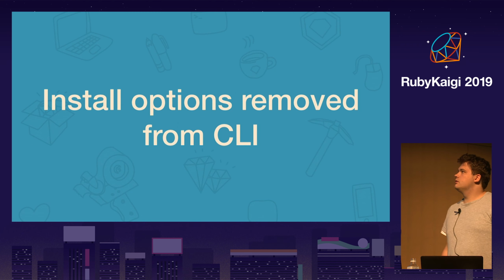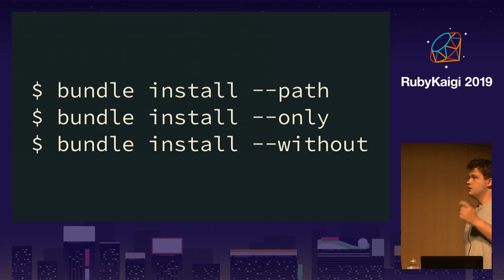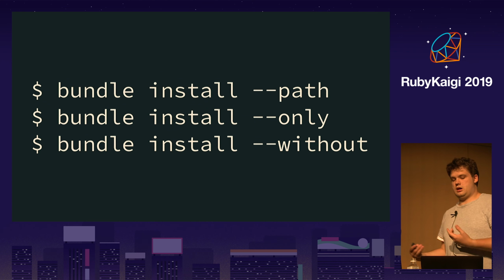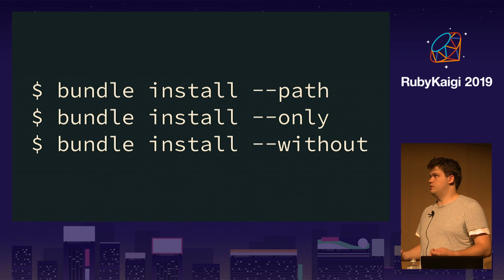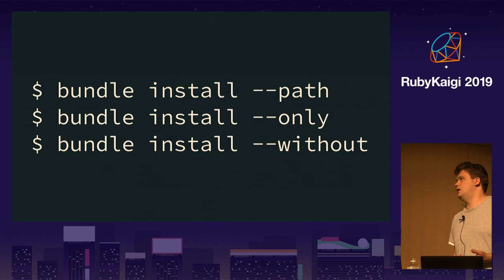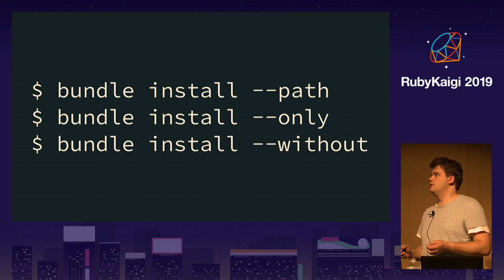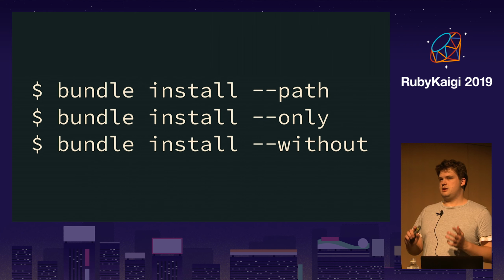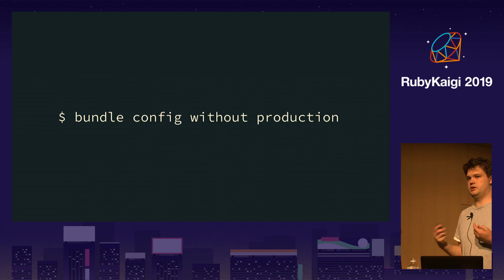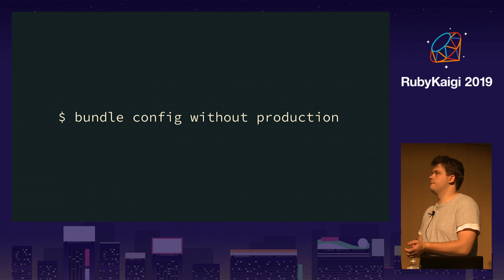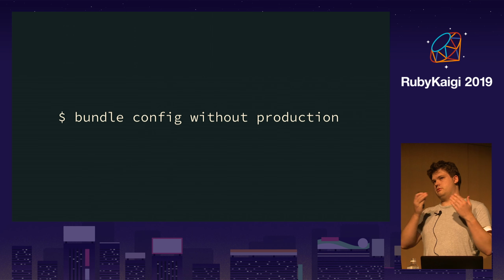This one is a bit tricky. I think this one needs a bit more explanation, a bit more thought behind it personally, but we'll go with it. So we're going to get rid of some of the options in bundle install. Some of them are like path, only, without. We found that when users need these options, they kind of need them permanently. So what we're going to do is have people use bundle config to permanently set that option instead. And this ties in with the not remembering options in Bundler 3 as well.